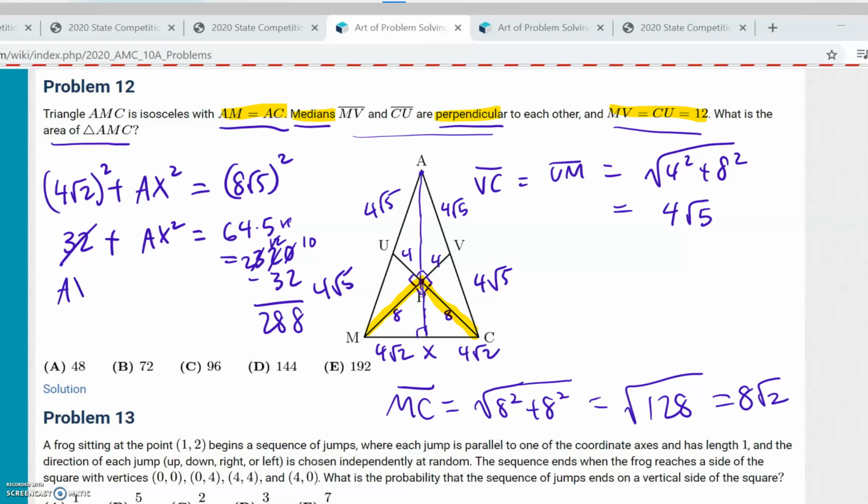We can also find AX. And if we take the square root of 288, keep in mind that 288 is equal to 144 times 2. So this is going to be 12 root 2.